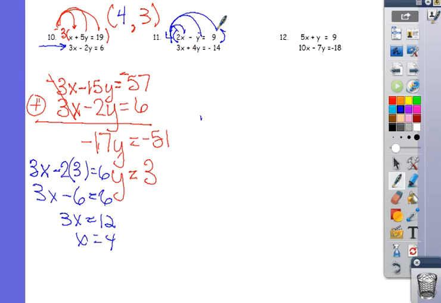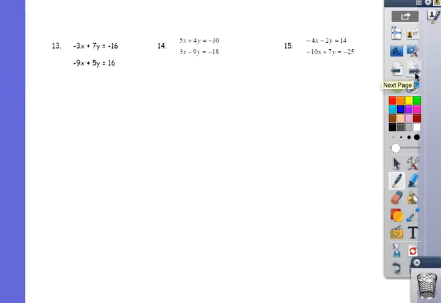Let's look at the next one, number 12. What are some thoughts here? The top by negative 2. That'd give you negative 10 and 10. Sure. You could also multiply the top by what? Positive 7. If you multiply the top by positive 7, then you have 7y and negative 7y. So either way is fine, okay? We're going to skip that one.